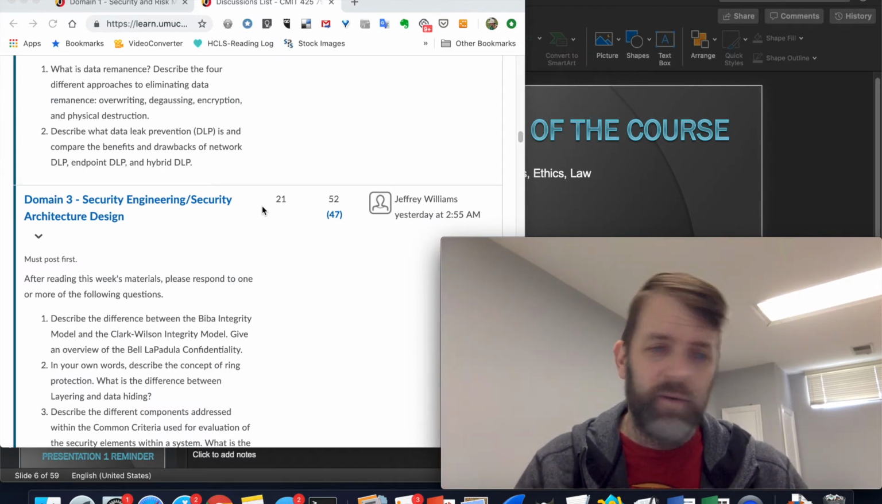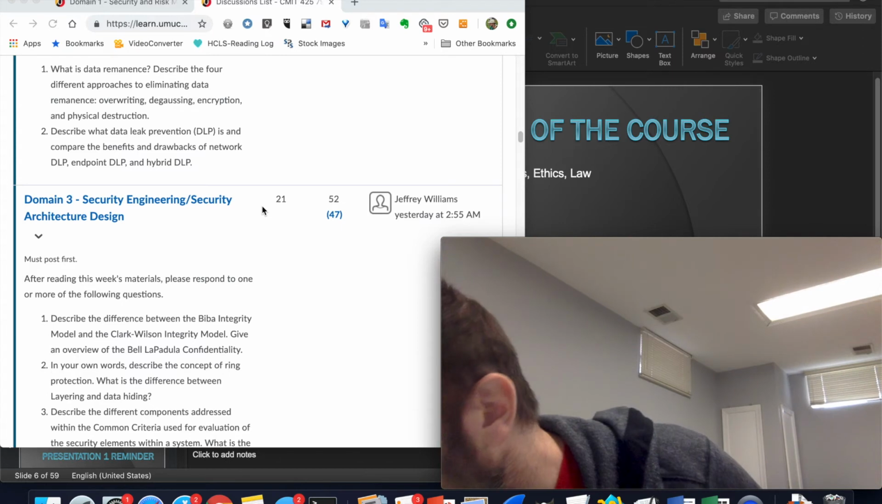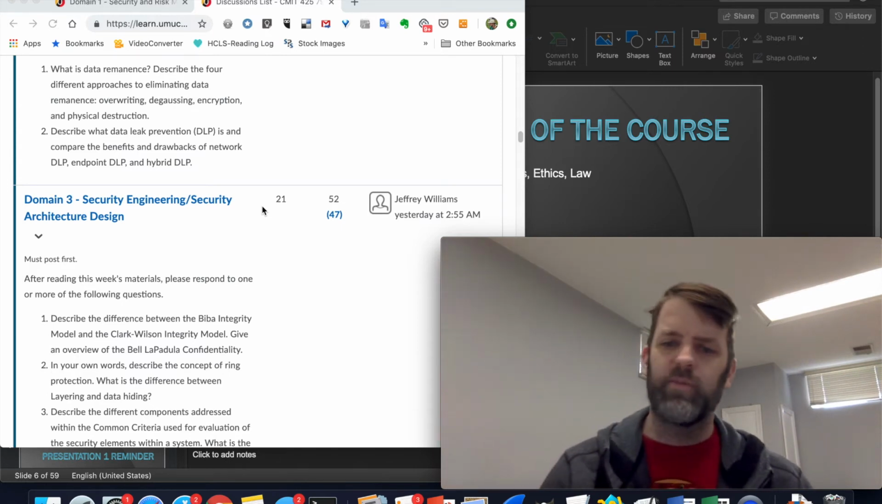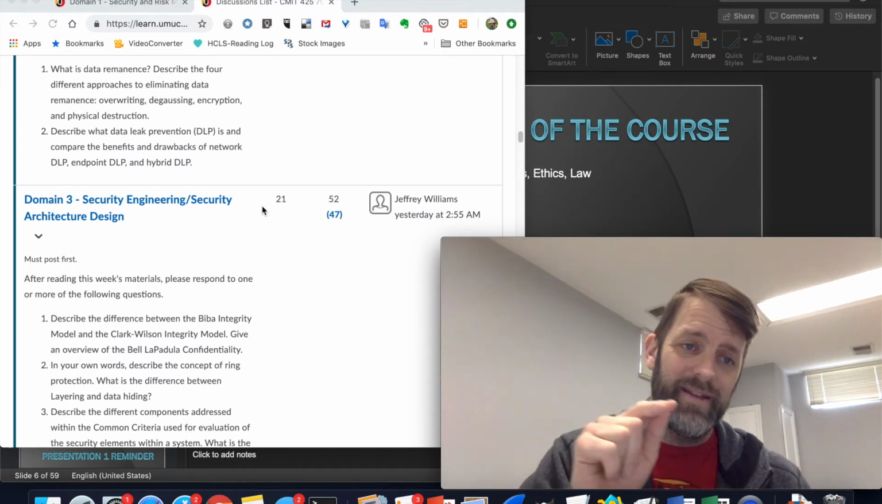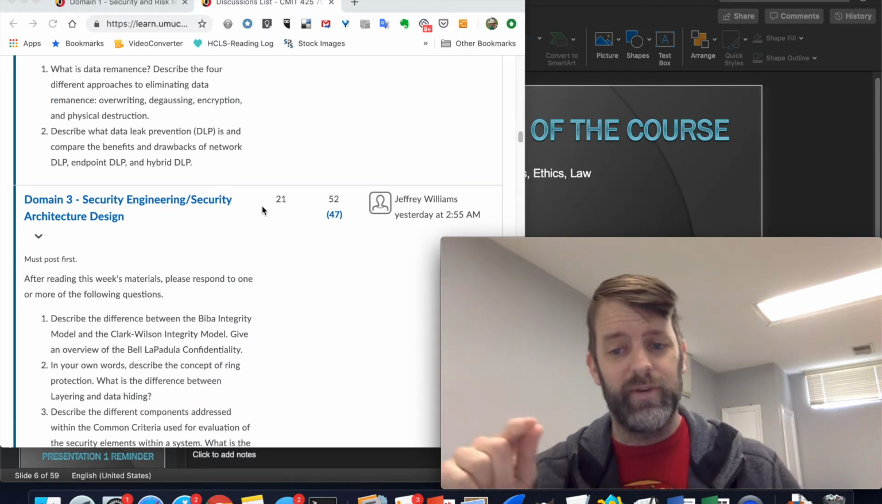So overwriting becomes your main option there, unless you've already used encryption. Because the thing about encryption is that it prevents data remnants rather than getting rid of them after the fact.